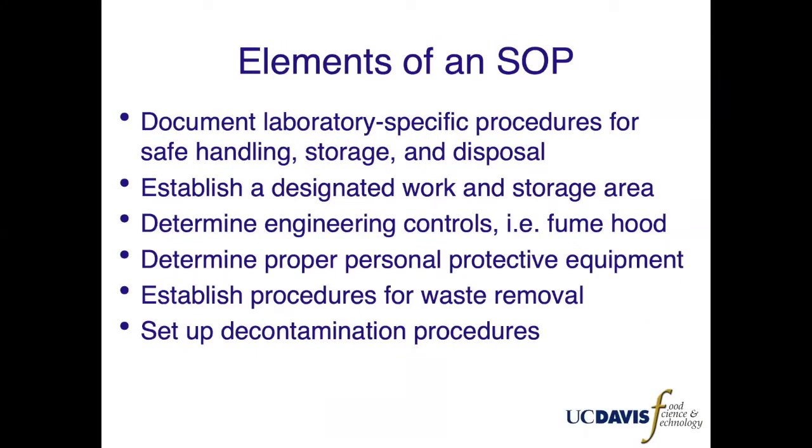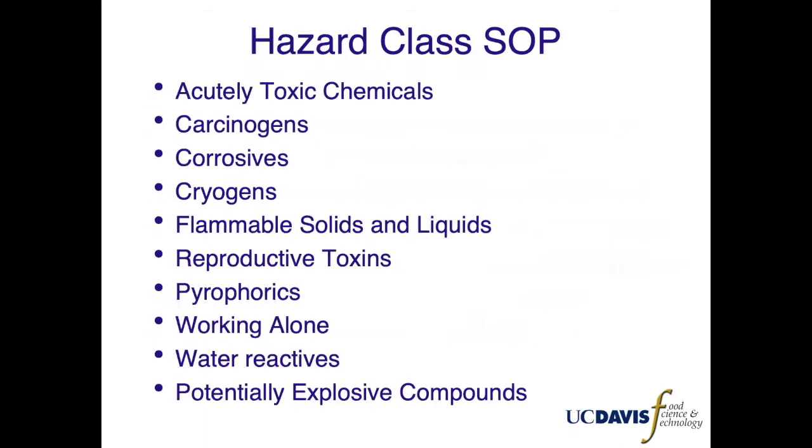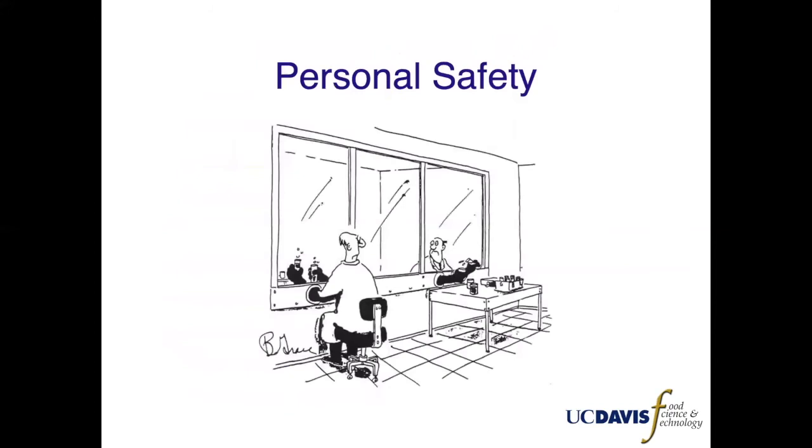SOPs establish a designated work and storage area, determine engineering controls such as fume hoods or flammable cabinets, the proper personal protective equipment for working with certain chemicals, establish procedures for waste removal, and set up decontamination procedures. Here are some examples of the hazard classes of various chemicals that require SOPs. This list is not exhaustive, and the list of all chemical hazard classes that require SOPs, as well as templates, can be found on the Safety Services website. You will need to read your lab-specific SOP prior to using a chemical containing these specific hazards.